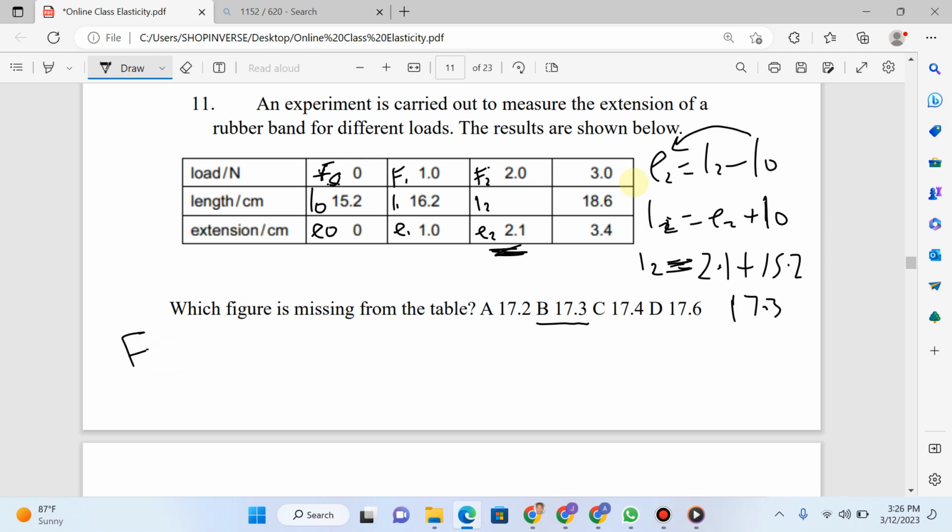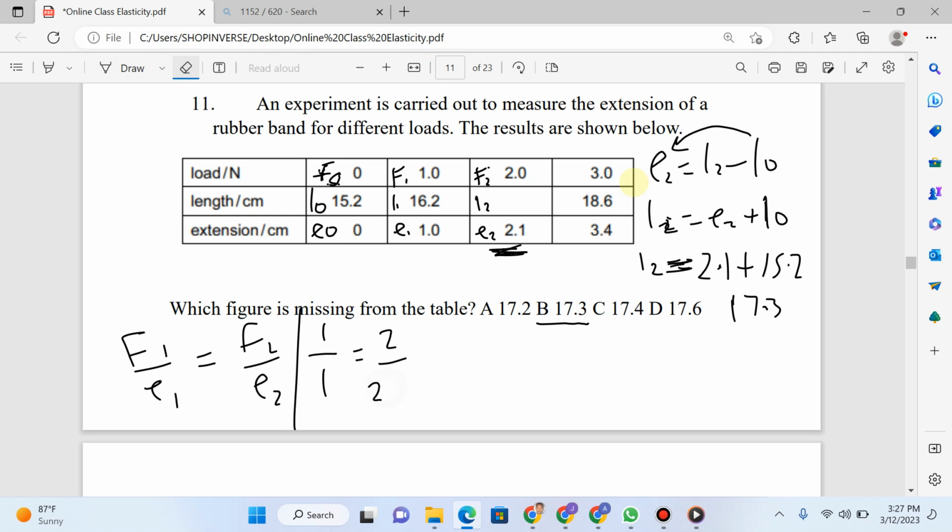Also, if you decide to do F1 over E1 equals F2 over E2, you also get it correctly. What is F1? F1 is 1, E1 is 1, F2 is 2, E2 is 2 point, sorry. No, this relationship will not work. You can't use this, because it is not stated that the elastic limit is not exceeded.